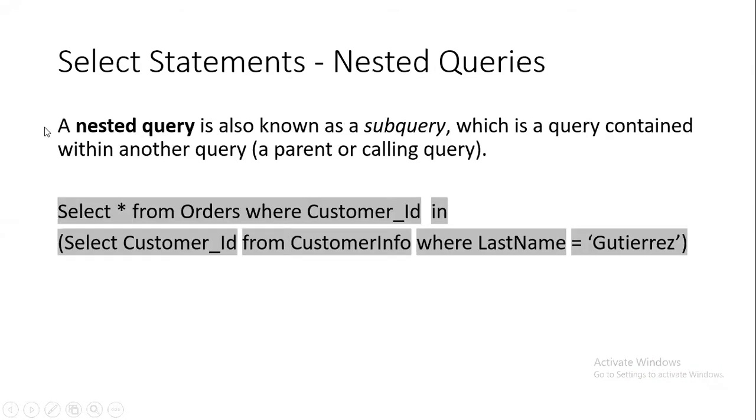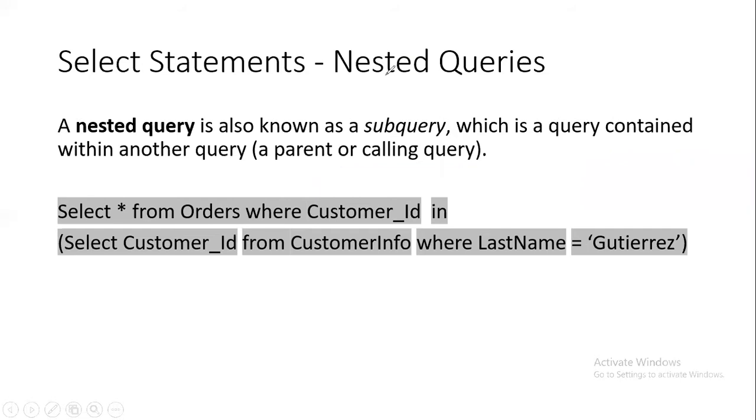Next, we also have nested query. For nested query, similar analogy with your nested statements, nested loop, nested if. So this is a statement within a statement. For nested query, also known as a subquery, it is a query contained within another query or the parent query or your calling query. So multiple levels of statements.